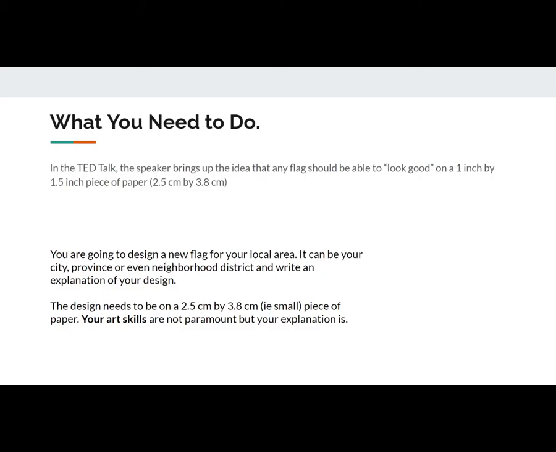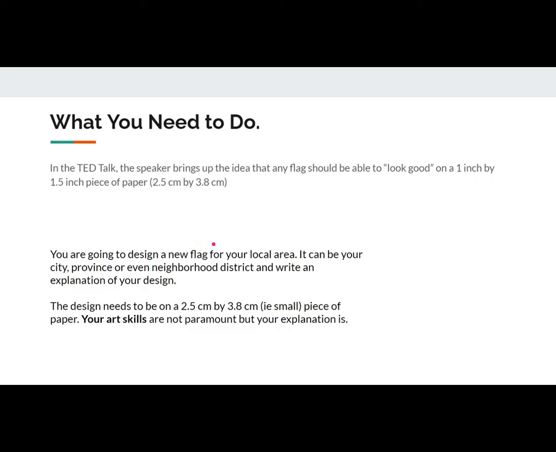Because like it says in the TED Talk, any flag should be able to look good in that small space, because we don't look at flags close up almost all the time. We look at them from far away. So you're going to redesign your local flag. And what I mean by local, you could be provincial, city, district, or university. Do not look at national flags. Only Korean municipal local flags.